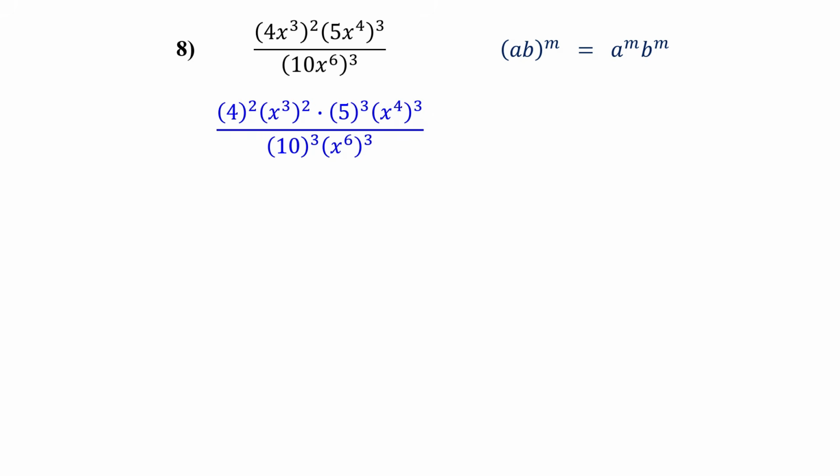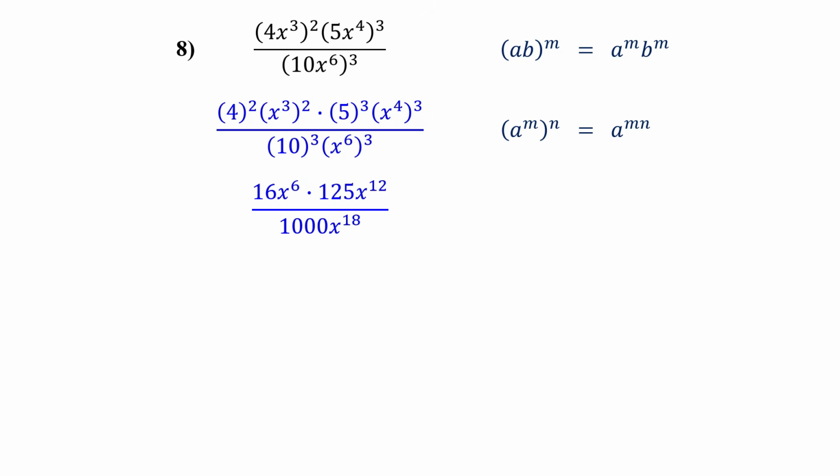Now simplify each piece one at a time. 4 squared is 16. For x, keep the base and multiply the exponents. 3 times 2 equals 6, giving us x to the 6th. Now the second expression. 5 cubed is 125. For x, 4 times 3 equals 12, giving us x to the 12th. Now the denominator. 10 cubed is 1000. For x, 6 times 3 equals 18, giving us x to the 18th.